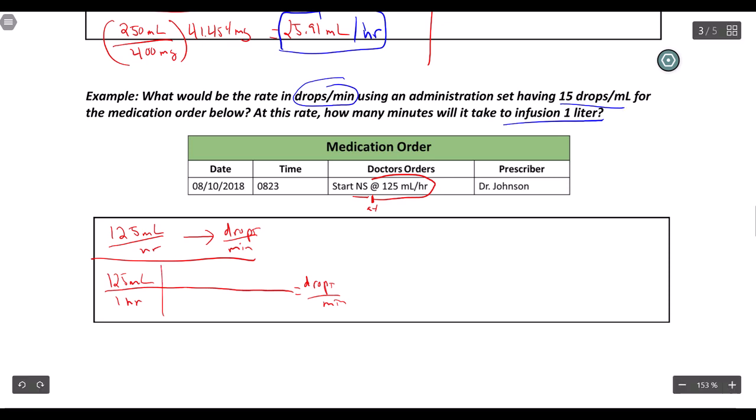Let's see if we can get rid of the hour. We know that there is 1 hour. We've got 60 minutes, right? And with that, I have my hours cancel out and my minutes are matching.